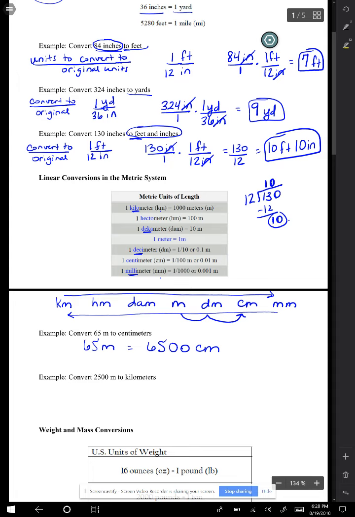The next one is 2,500 meters to kilometers. Well, this time we're starting at meters and we're going to the left to kilometers, 1, 2, 3 places. So I need to move my decimal 3 places to the left. Right now, it's at the end of the 2,500. So if I go 3 places to the left, that puts it between the 2 and the 5. So that would make it 2.5 kilometers.